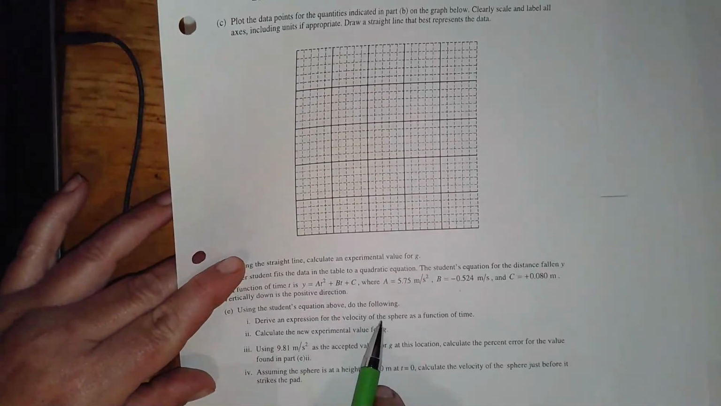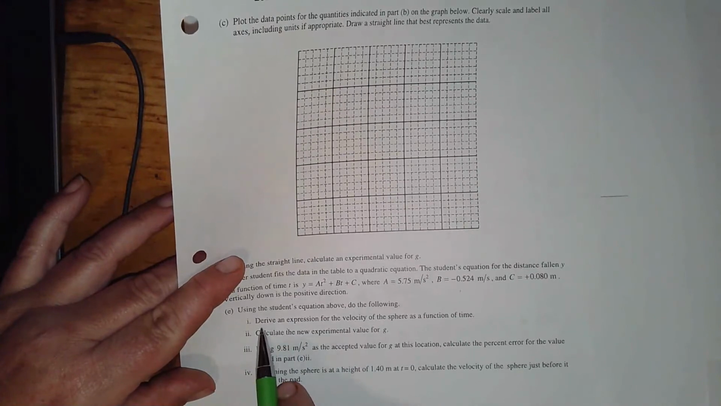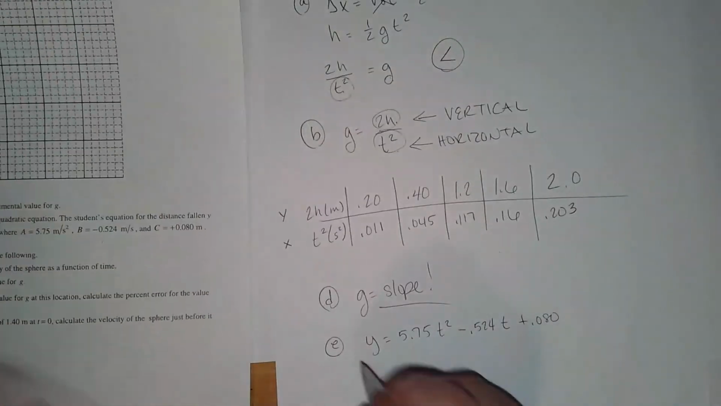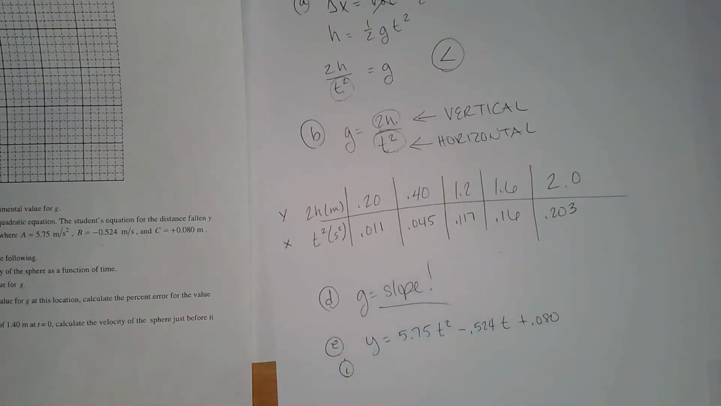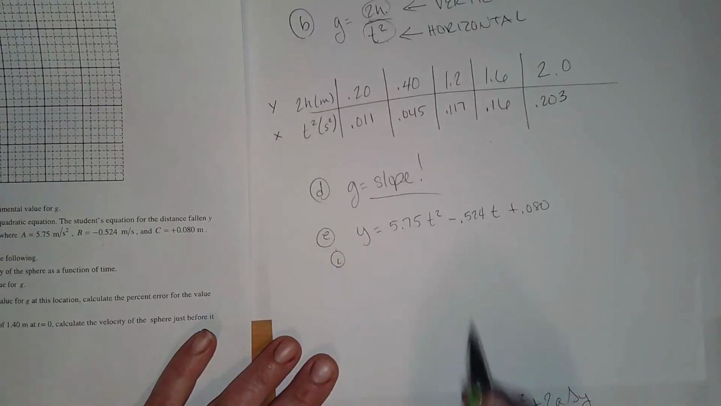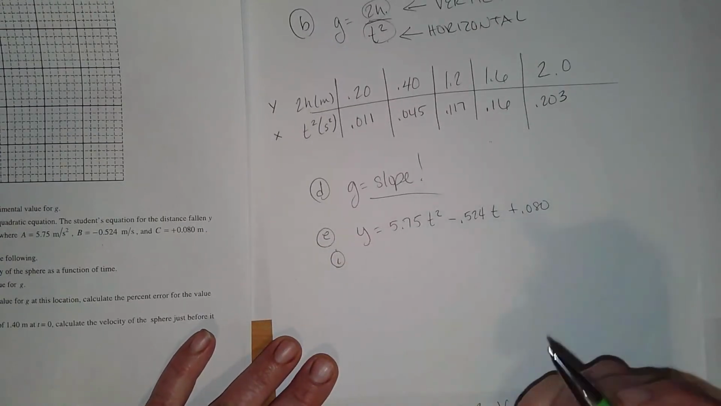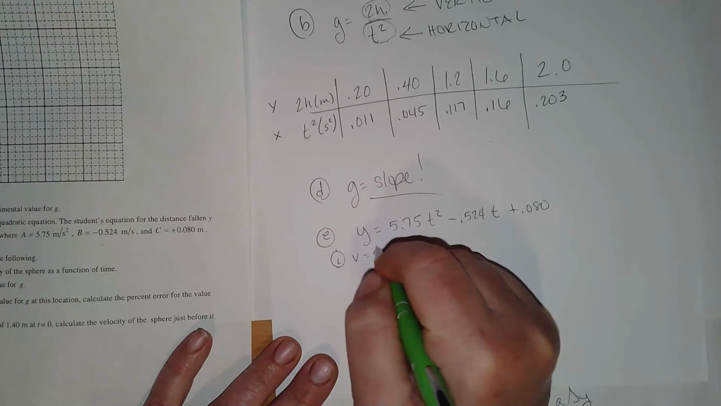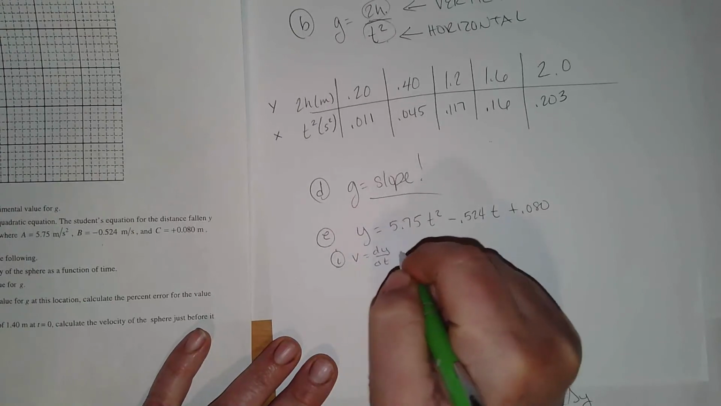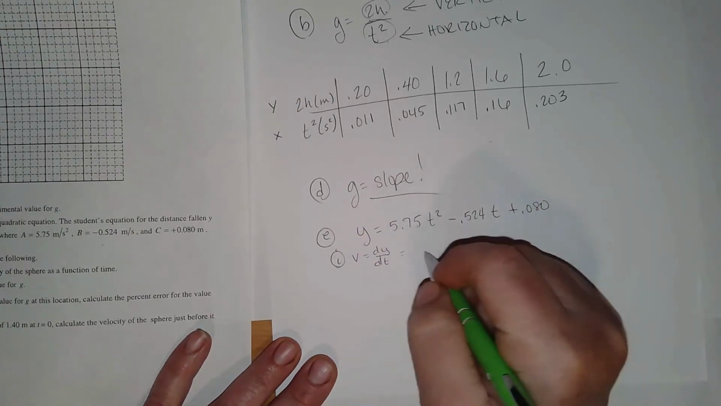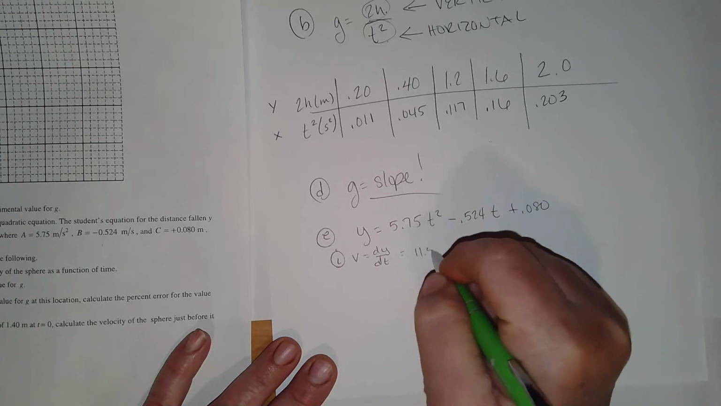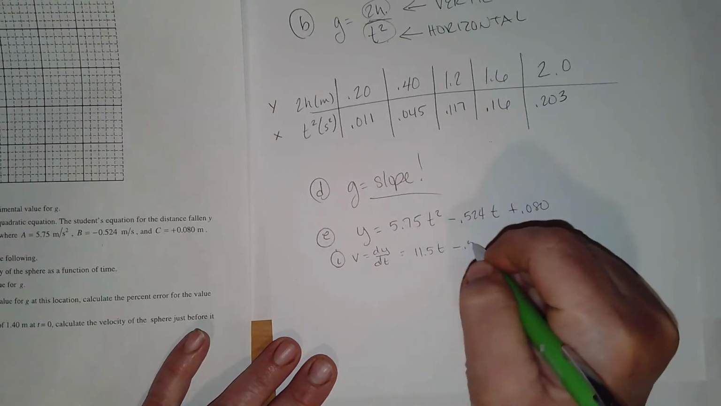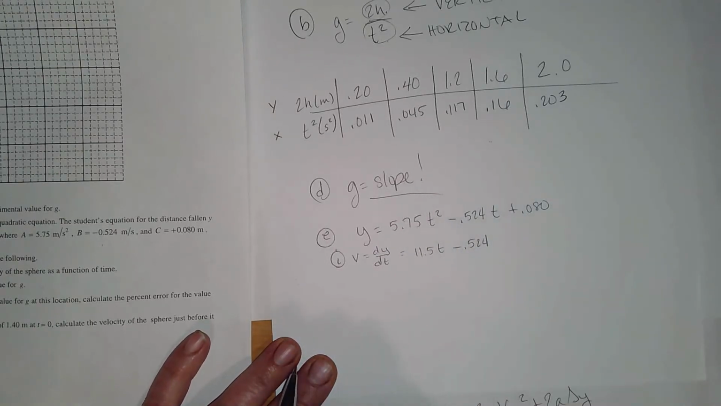Using the student's equation above, do the following. I derive an expression for velocity. This is an exercise in calculus. So we say, well, I have a position. How am I going to find velocity? I'm going to take the derivative. So I'm going to do that. So I'm going to get 11.5 t minus 0.524. And that's going to be my expression for velocity.